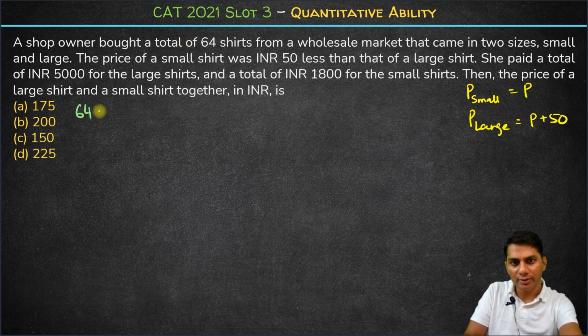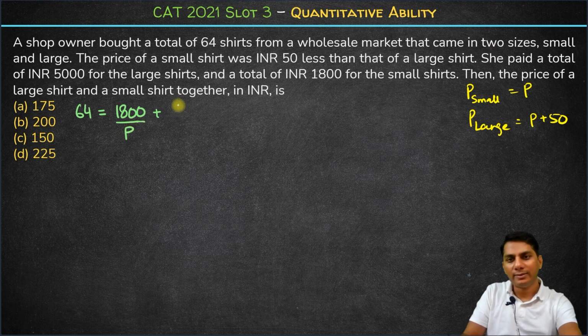The total number of shirts, 64, that he buys will be the number of small shirts plus the number of large shirts. Now, how many small shirts must he have bought? He spent 1800 for small shirts and each shirt is P rupees. So the number of small shirts he must have bought is 1800 by P, right? Similarly, the number of large shirts he must have bought is 5000 upon the price of a large shirt, which is P plus 50. Simple.